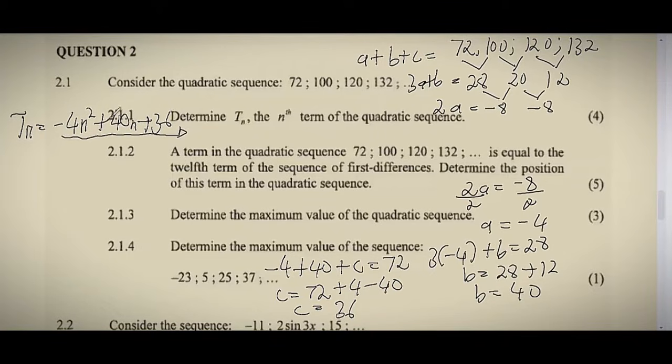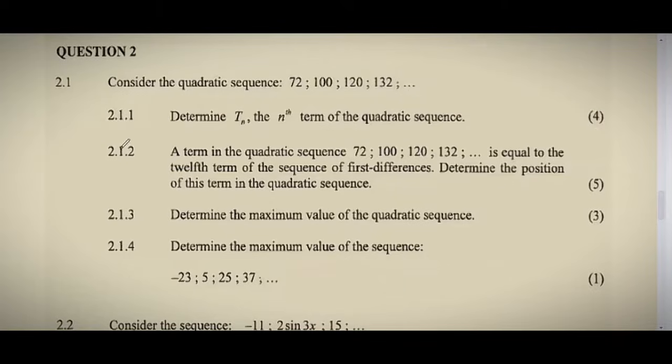Then we have negative 4n squared plus 40n plus 36, right? So this is the nth term for the quadratic sequence. Then you have your 4 marks like that. Now, let's look at this question here, 2.1.2. It says a term in the quadratic sequence, 72, 100, 120, is equal to the 12th term of the sequence of the first differences. Determine the position of this term in the quadratic sequence.